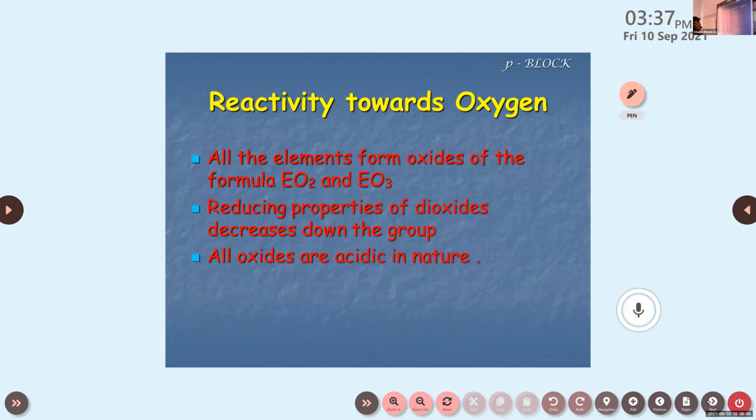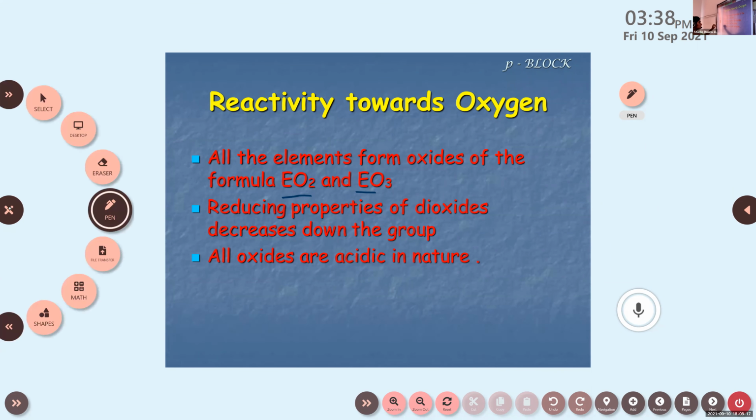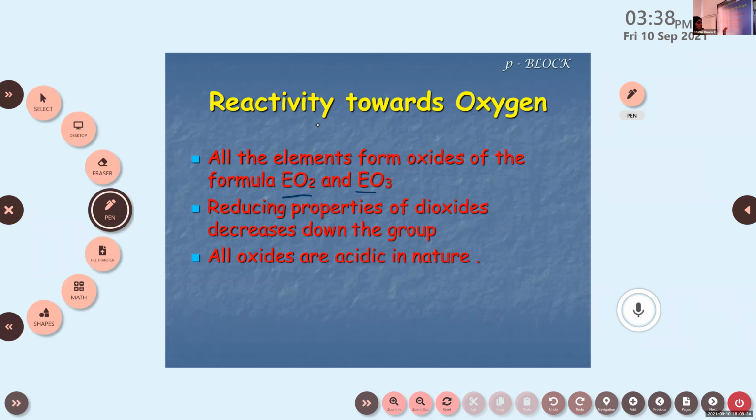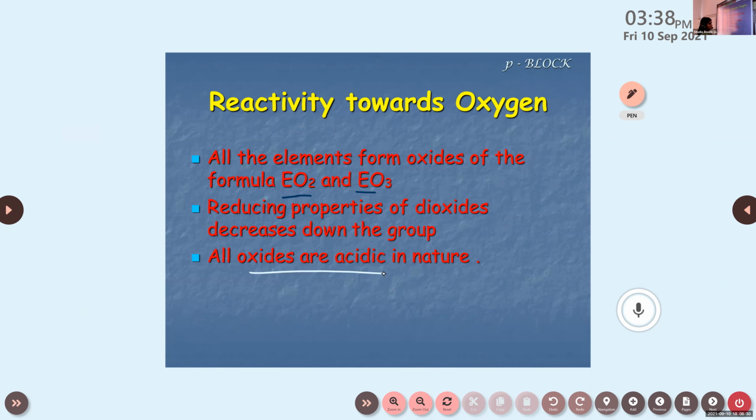Then the reactivity towards oxygen. Here also there are two general formulas for the formation of their oxides, EO2 and EO3. All the elements form oxides of the formula EO2 and EO3. The reducing properties of dioxides decrease down the group. Then all oxides are acidic in nature.